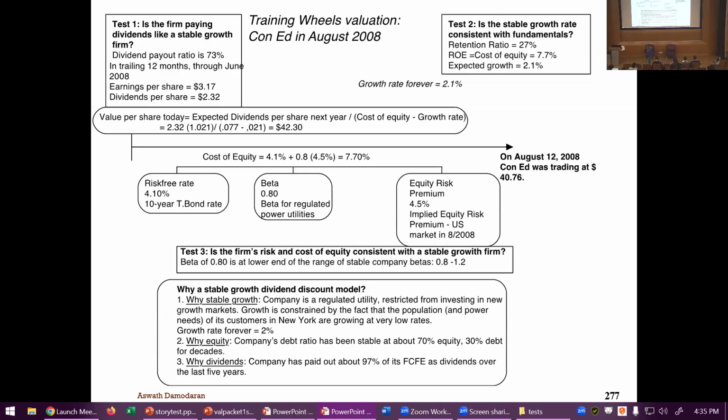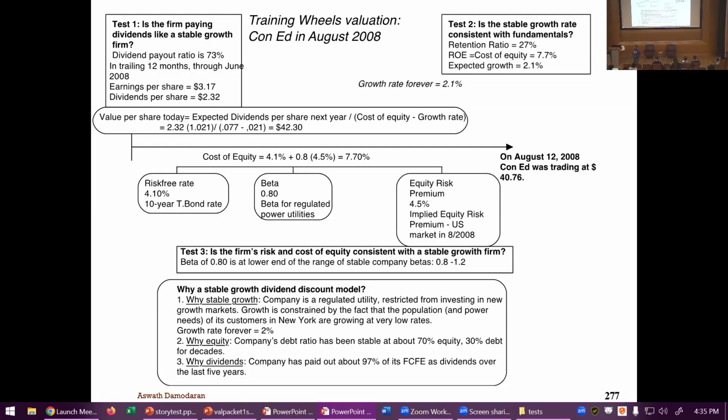I looked at how much the company was paying out in dividends. It was paying out about 73%. Those dividends basically are almost equal to the free cash flow to equity. This is the rare case where a company pays out what it can afford to in dividends. So I could say with dividends.